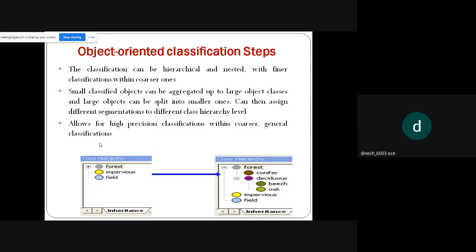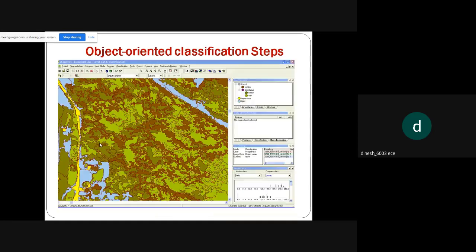The classification can be hierarchical and nested, with final classifications with finer ones. Small classified objects can be aggregated up to large object classes, and large objects can be split up into smaller ones. Then they can assign different segmentations to different class hierarchy levels, which allows for high precision classifications within coarser general classifications. You can see here the coniferous forests, then deciduous forests, beech, oak, impervious, and fields.